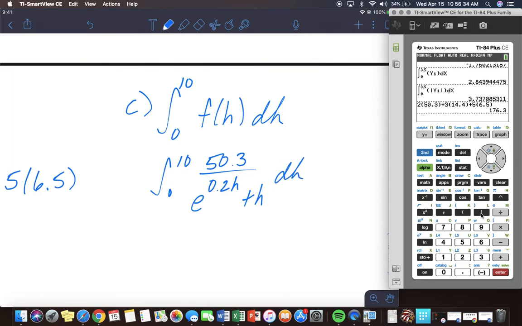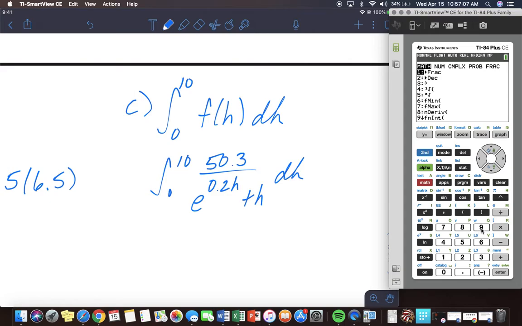Okay. Now, because I'm given a function, what I always like to do is put it as y1, just because I may be using it again in part D. I don't really know, but I know that chances are I may be needing it again. So I'm going to go ahead and put that into y1, just in case I need it again. So e raised to the 0.2x plus x. Now, on our calculators, we use x's, right? The h doesn't matter, just as long as you're being consistent with the variable.